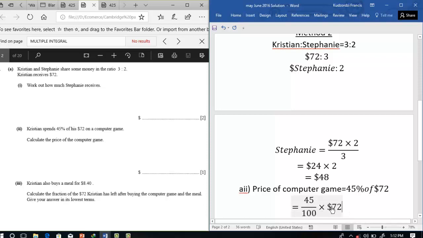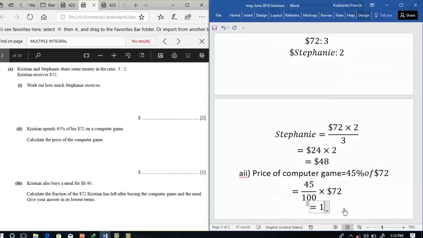So we know 2 will go here 36 times, and 2 will go here, 50. Then 2 can still go, which is 18, then 25. Then we have 5 going into 25 5 times. Then 5 going here 9 times. So we have 9 times 18, which will give us 162 over 5. So the price of the computer game is $32.4.